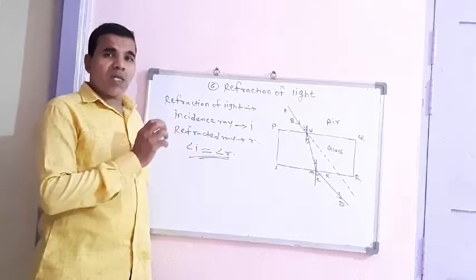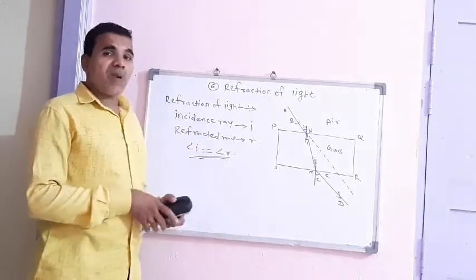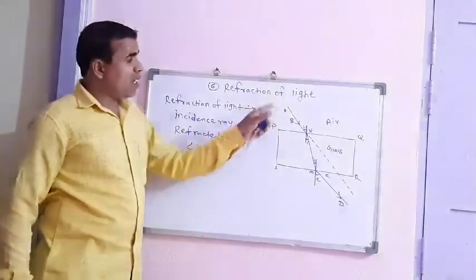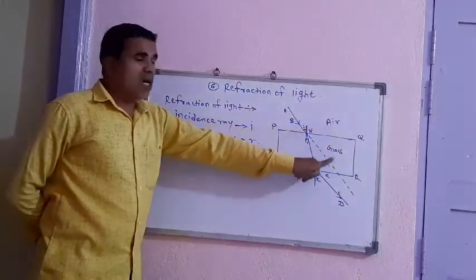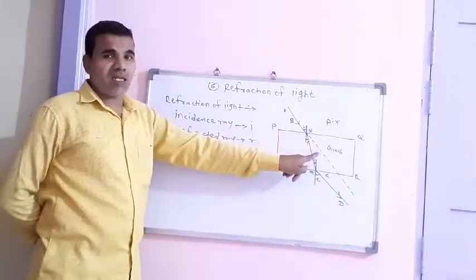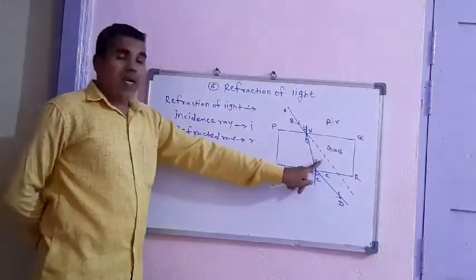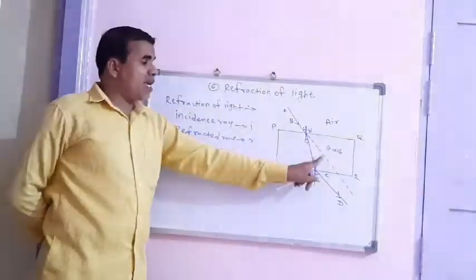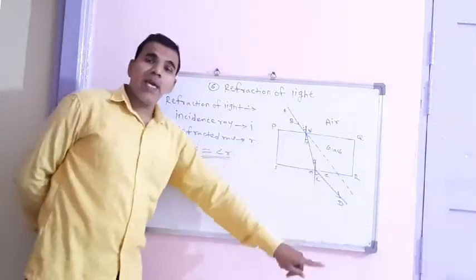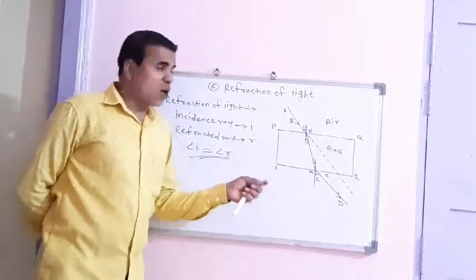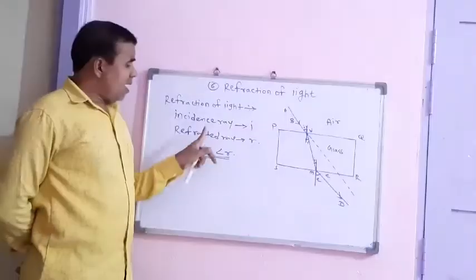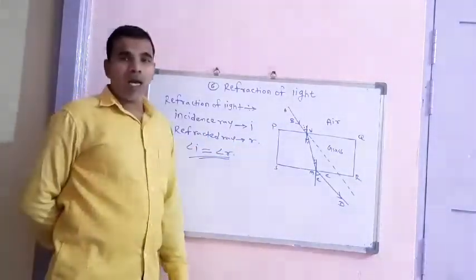The first ray in refraction is the incident ray. When the light rays transfer from air to the glass, it is an incident ray. And when these rays transfer from glass to the air, it is a refracted ray. So the incidence angle is denoted by angle I and the refracted angle is denoted by R.